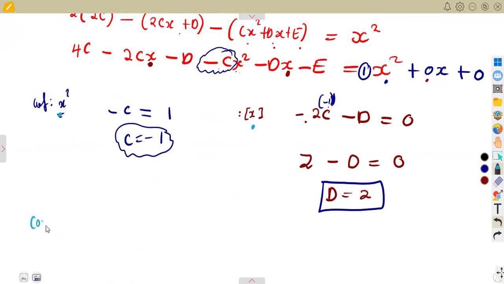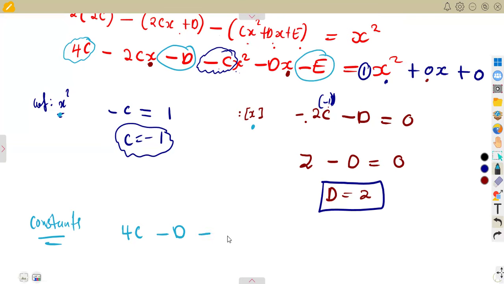This time we're going to relate with the constants. On the left-hand side, the constants, that is, we do not have x, we do not have x squared, it is just a letter that we have. So we take all the constants on the left-hand side. There we've got 4c, another constant minus D, another constant minus E. These are the constants that we have. It must be equal to the constants on the right-hand side, and the constant there we do not have, so it's just a 0. If the part is not given, you equate that to 0.